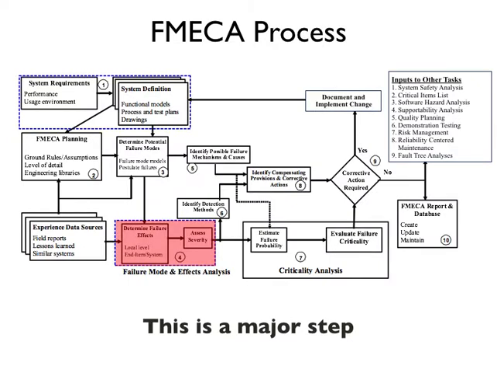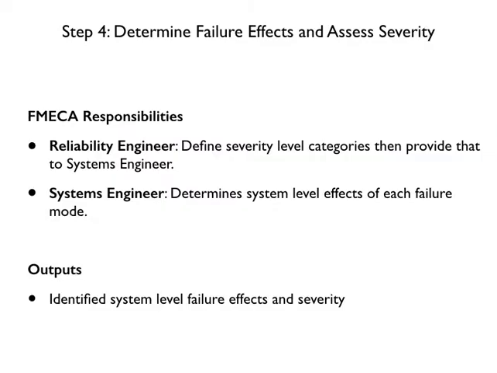Okay, so the next step of the process is the failure modes and effects analysis portion, which is another major step. In terms of responsibilities, the reliability engineer defines the severity levels and categories and essentially provides those to the systems engineer, and the systems engineer determines the system level effects. Again, this is kind of what we might call the standard approach, but it is often true that the reliability engineer actually does both of these.